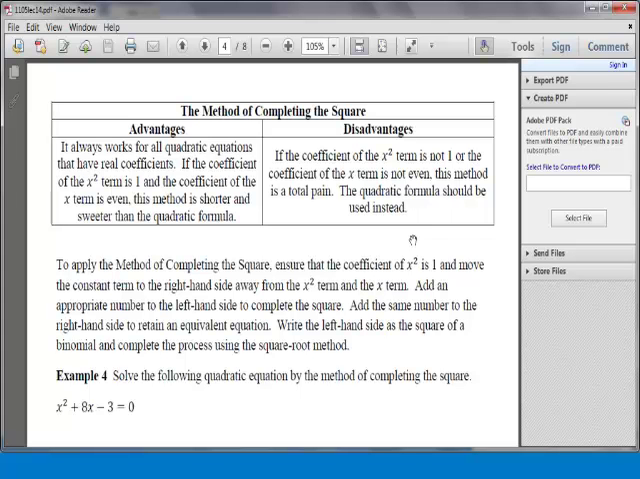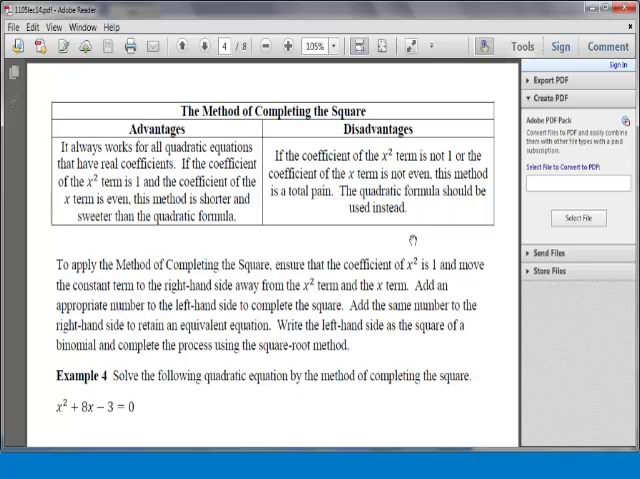If the coefficient of the x squared term is 1 and the coefficient of the x term is even, it even works better than the quadratic formula itself. Now, if those two conditions are not satisfied, we're going to lean on the quadratic formula. But if the coefficient of x squared is 1 and the coefficient of the x term is even, we might use the method of completing the square even if the quadratic formula might also be available to us.